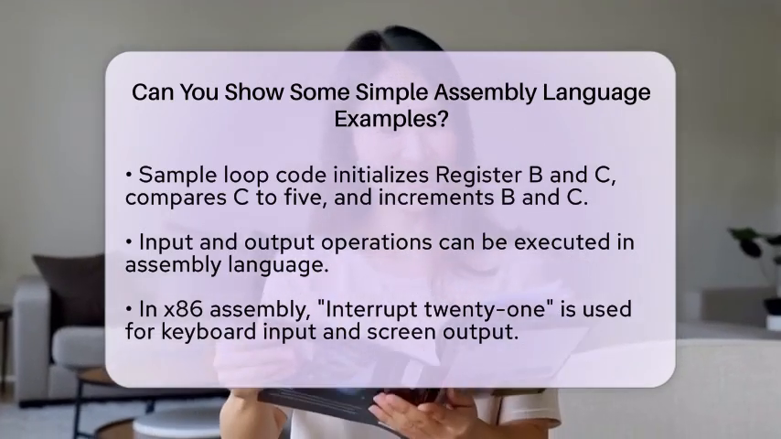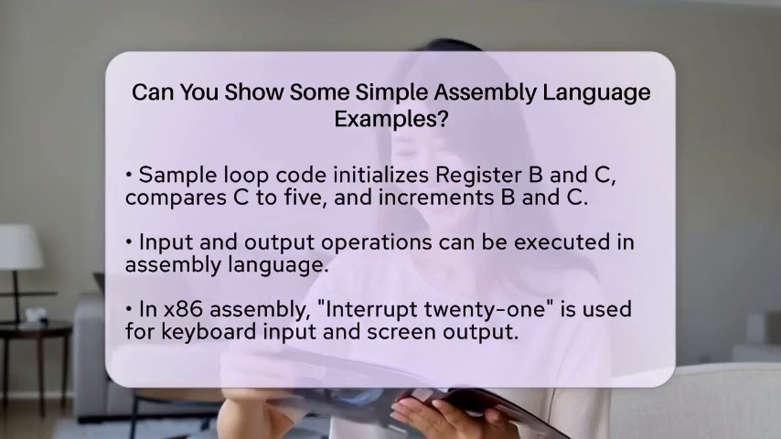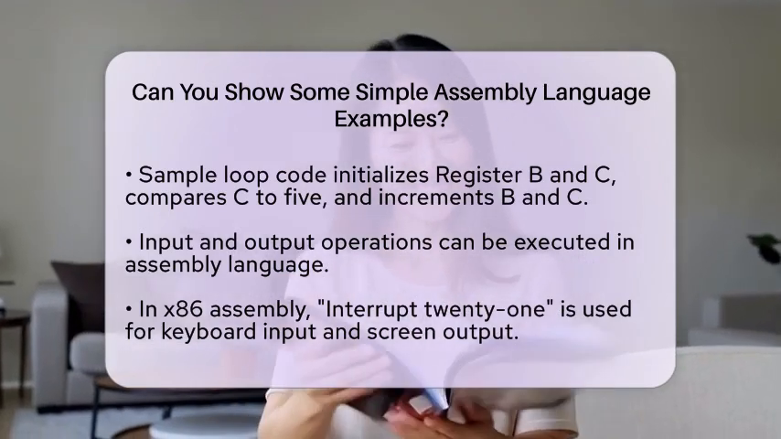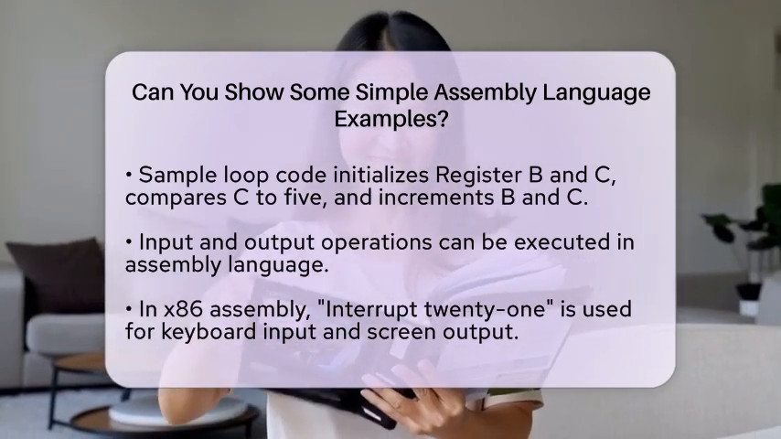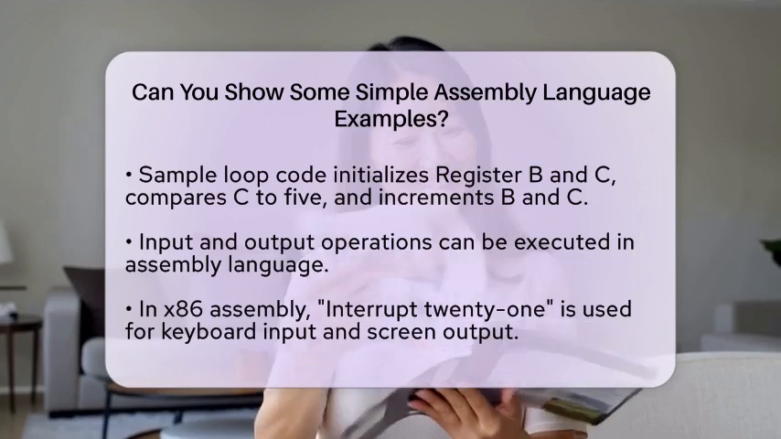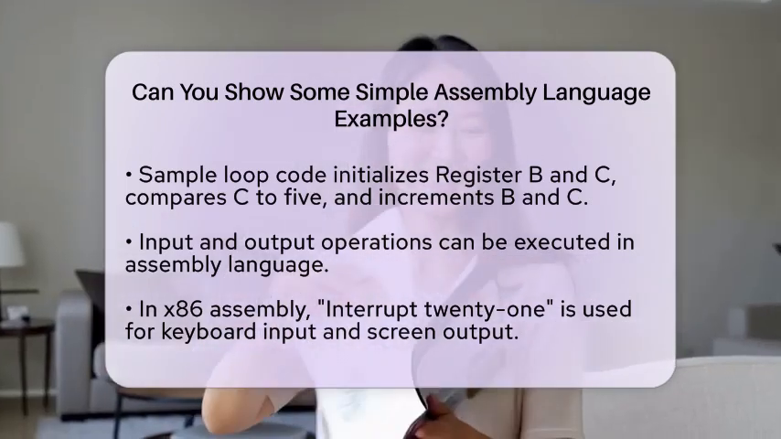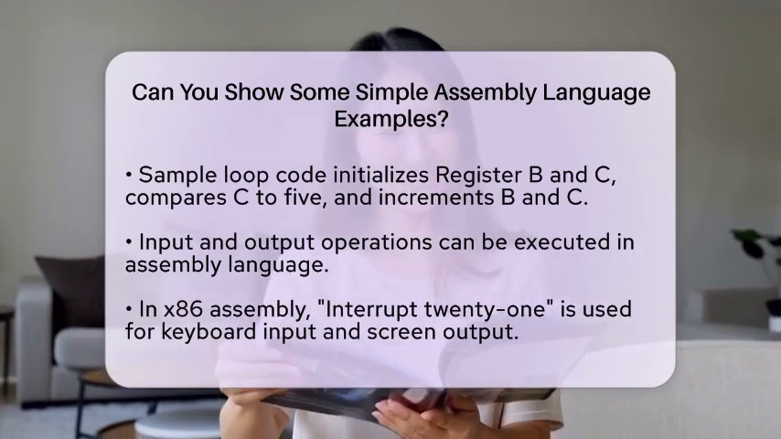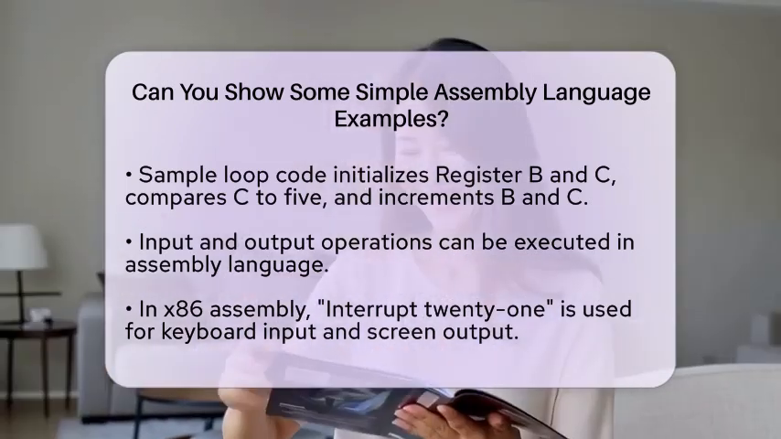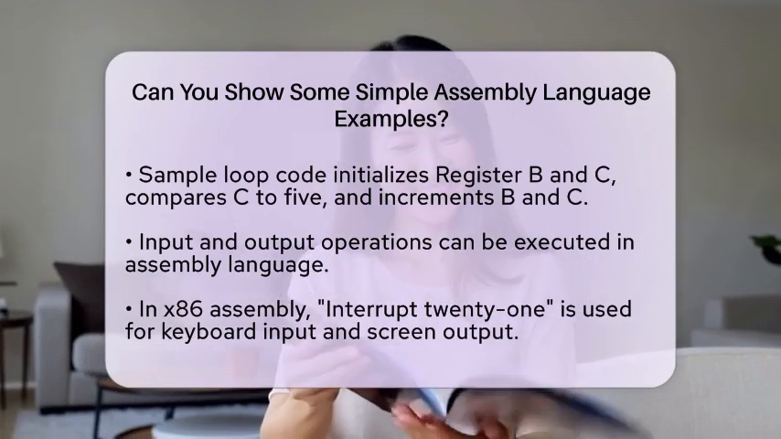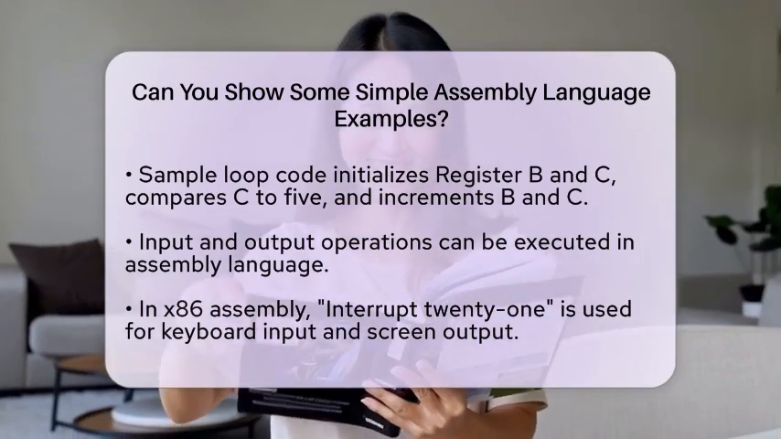Next, let's look at input and output operations. In assembly language, you can perform basic input and output tasks. For example, in x86 assembly, you can use the instruction interrupt 21 hex to read keyboard input or display output on the screen.